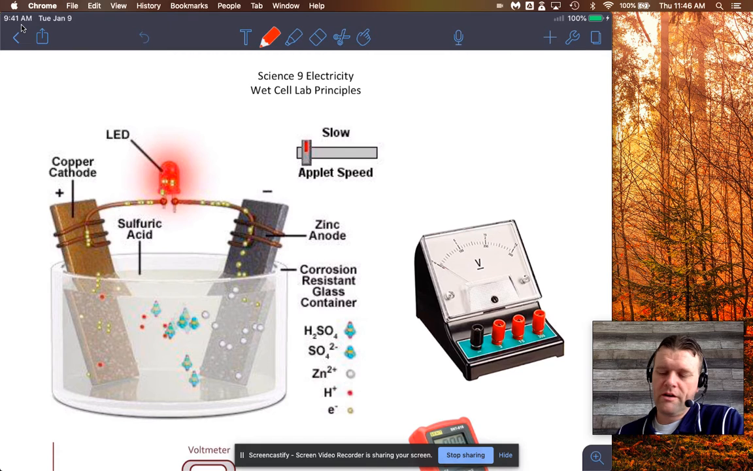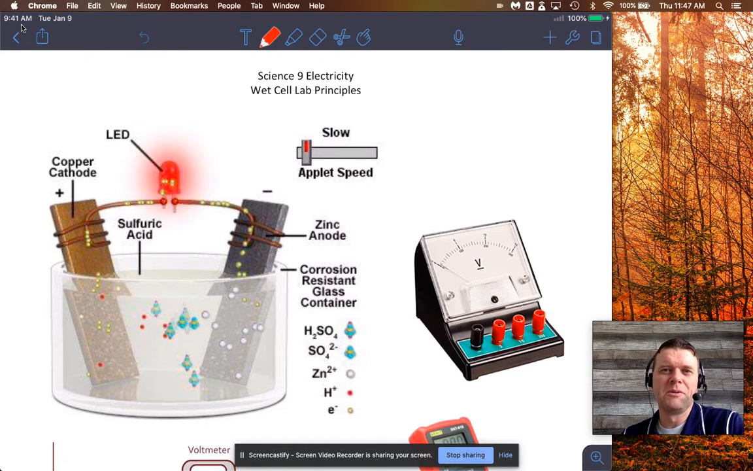I made a post about some information regarding wet cells. Normally in class, we'd actually make one of these and we'd have some chances to test different metals and whatnot. But in light of the fact that we can't do that, I do want you to understand some additional principles about a wet cell.